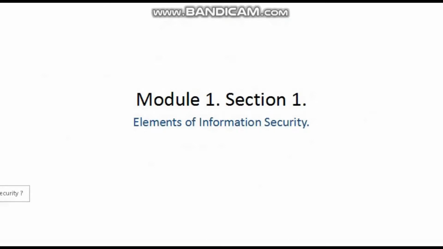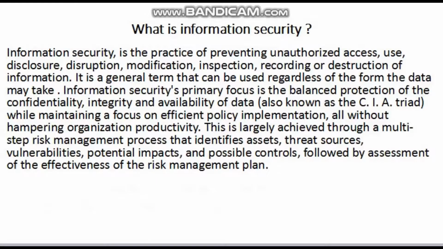So let us start with Module 1, Section 1. Elements of information security. Before moving on, let us first discuss what information security actually means.